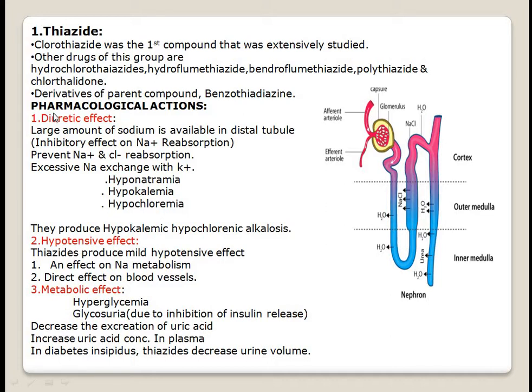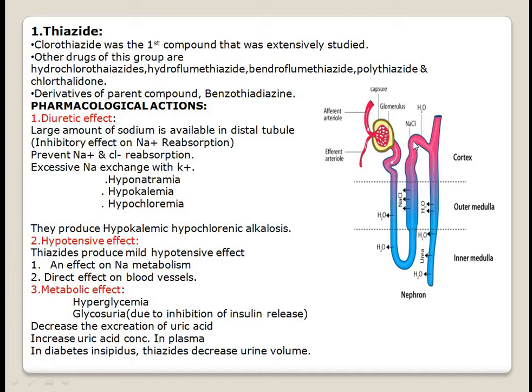So see here, these are the pharmacological actions. There are three types: diuretic effect, hypotensive effect, metabolic effect. Here these thiazides will show their action at the distal tubule, DT. This is the PT, PCT, DCT. These are the loop of Henle. So here the thiazide will show action.